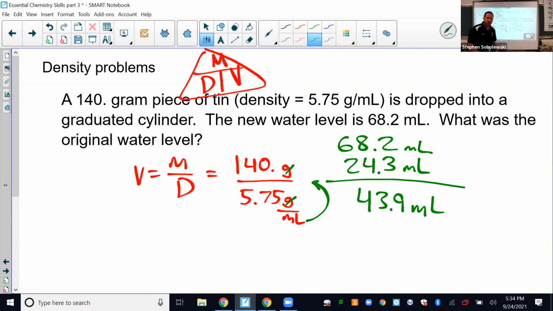Remember, when we add or subtract, we don't care about sig figs, we care about decimal places. 1 decimal place, 1 decimal place, 1 decimal place. That's our correct answer. That's the original water level, 43.9 milliliters.